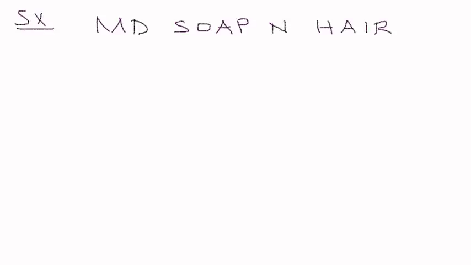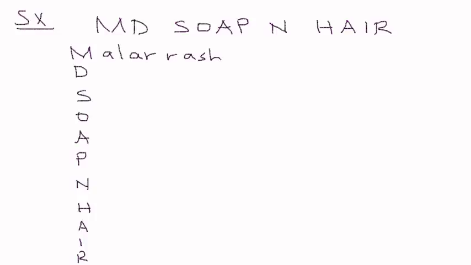So in order to make it a bit palatable, I think it's appropriate to use a small mnemonic that will help. And the mnemonic is MD, soap, and hair. And I'll go through this and try to break this down into categories to make it easier to memorize. The M basically stands for a malar rash, and this is the classic butterfly rash that you commonly see in lupus that occurs on the face.